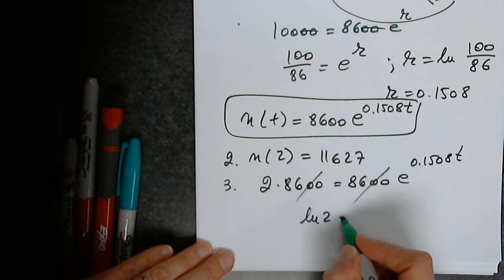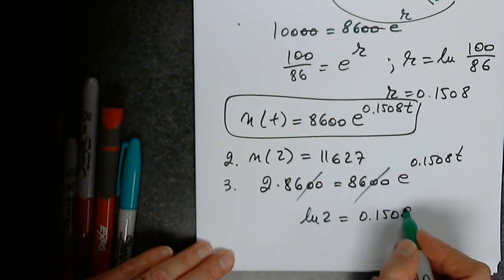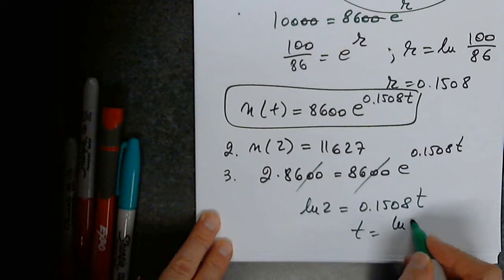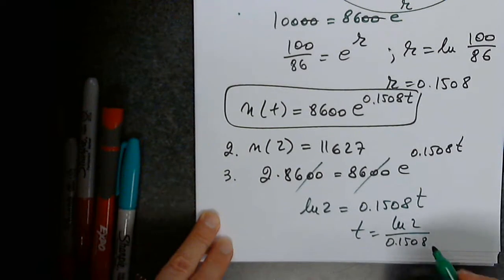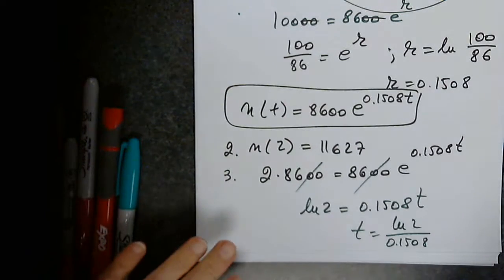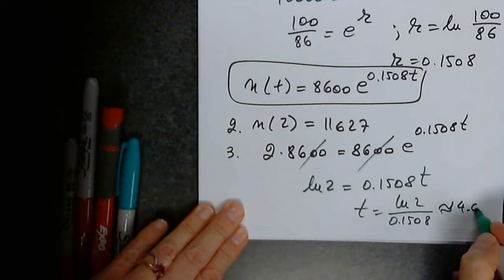So then natural log 2 equals 0.1508 t. So then t equals natural log 2 over 0.1508. So natural log 2 divided by 0.1508. Roughly 4.5, indeed, 4.6 hours.